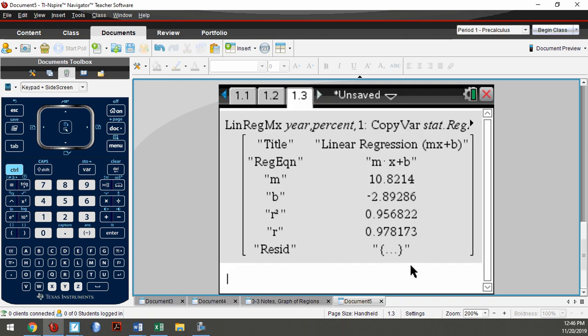Okay? Now, you are just going to write this down and compare and contrast. So your equation is Y is equal to MX plus B. So Y is equal to 10.8214X minus 2.89286. Then I have an R value here. What is your R value? 0.9782. Do we all understand that? Are we good?